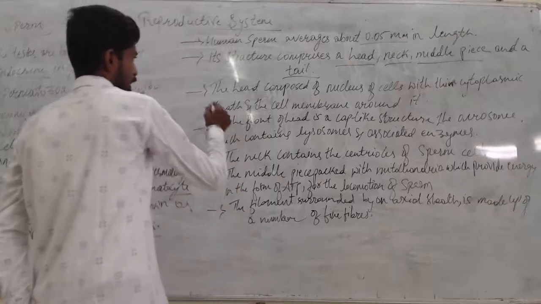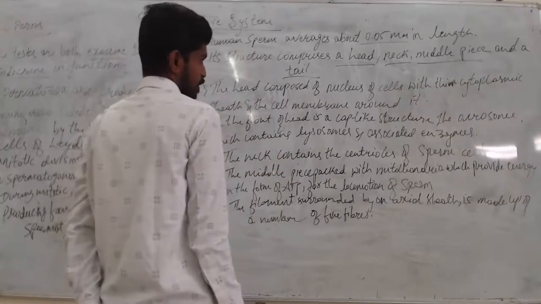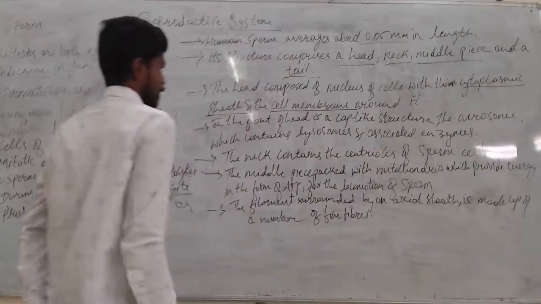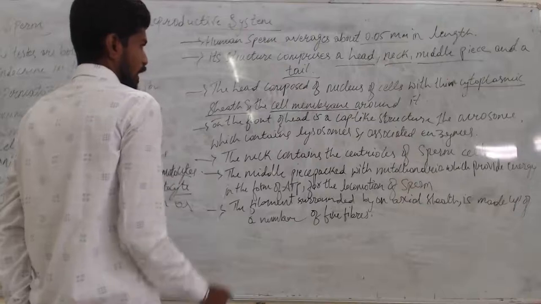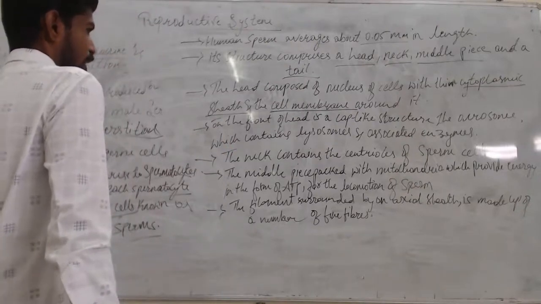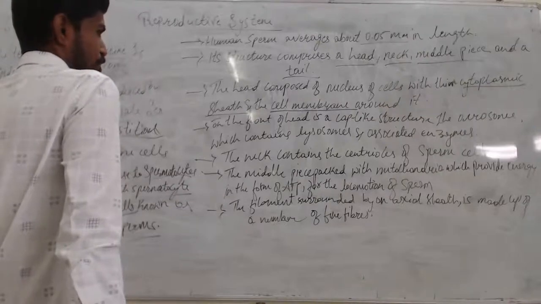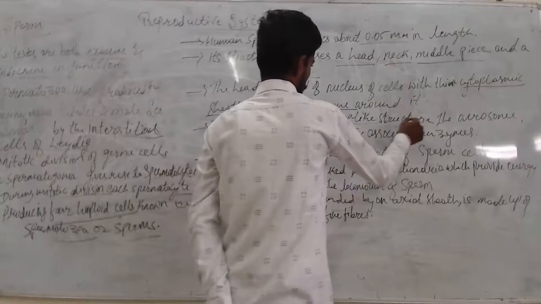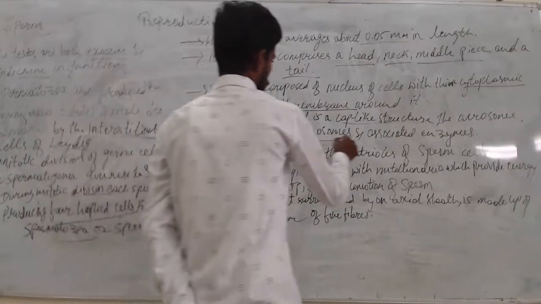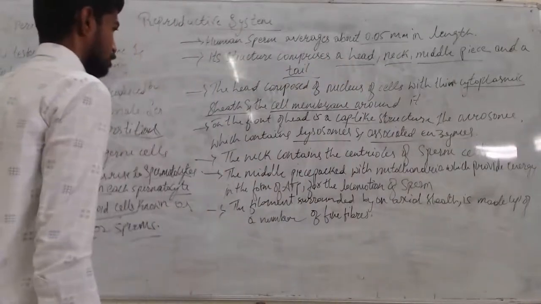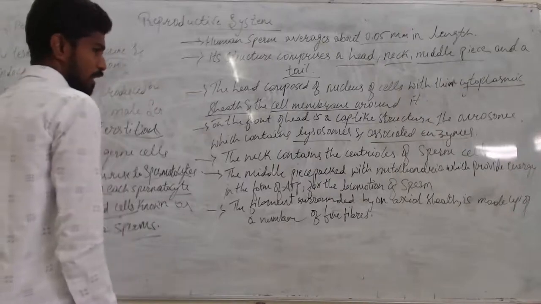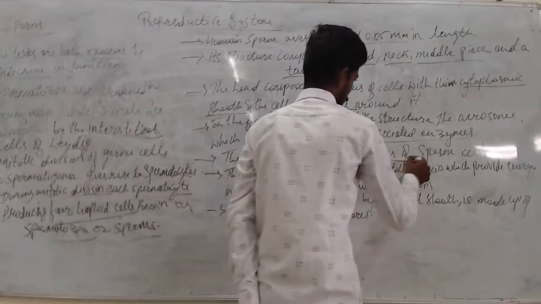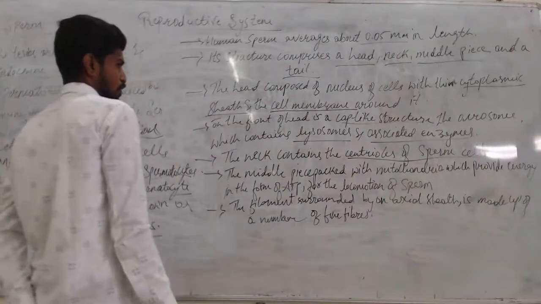The head is composed of the nucleus of the cell with a thin cytoplasmic sheath and the cell membrane. On the front of the head there is a structure called the acrosome, commonly seen as a cap-like structure, which contains lysosomes and associated enzymes. Next, the neck contains the centrioles of the sperm cell.